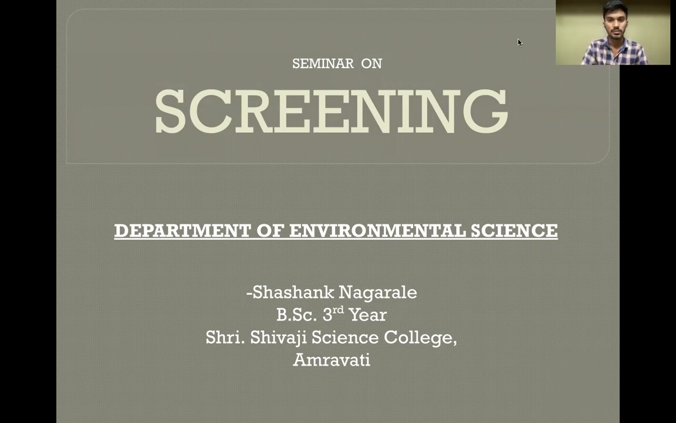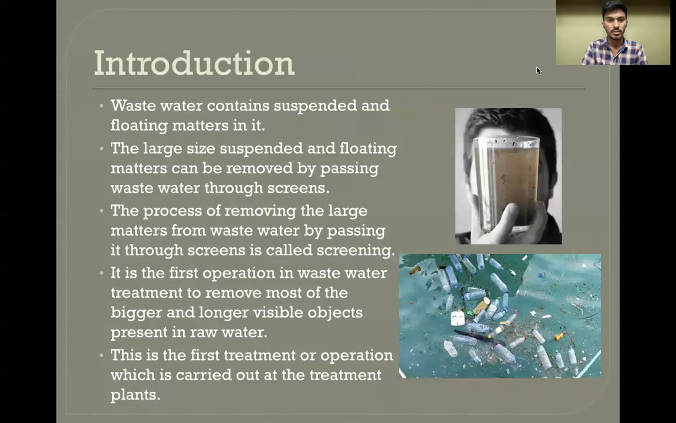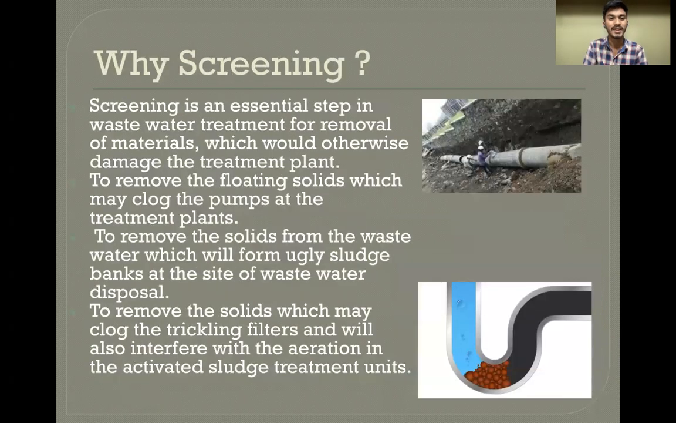Introduction. Wastewater contains suspended and floating matters in it. The large size suspended and floating matters can be removed by passing wastewater through screens. The process of removal is known as screening. It is the first operation in wastewater treatment plant to remove most of the bigger and longer visible particles in the raw water.